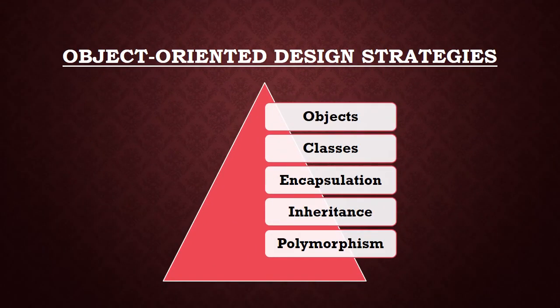Now these are the basic strategies of object oriented design, and we will talk about each one of them in detail one by one. The first one is the objects. As we have already discussed, objects are the real world entities that are involved in the designing process. For example, you can take a person, a student, a teacher, a car, a chair. All these are real world entities, and all these are referred to as objects.